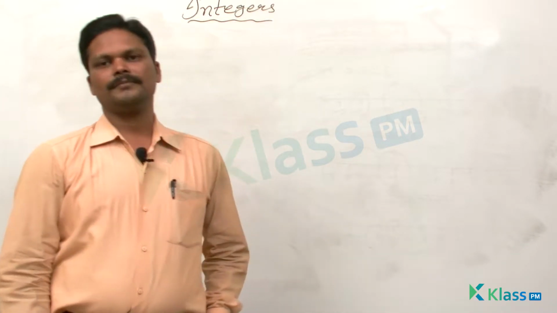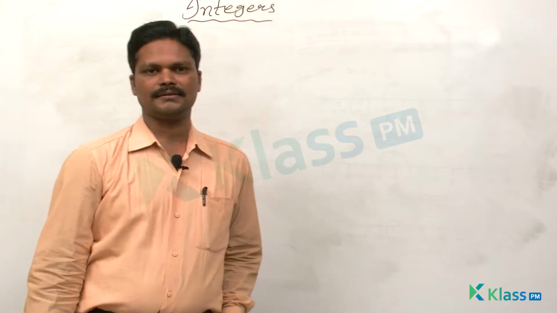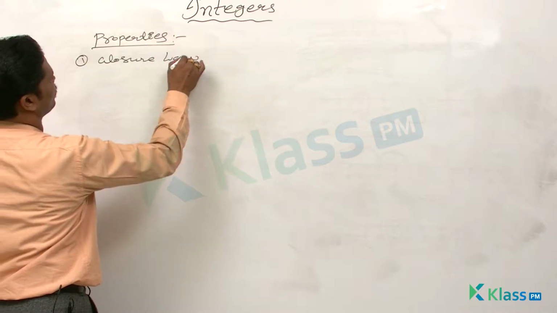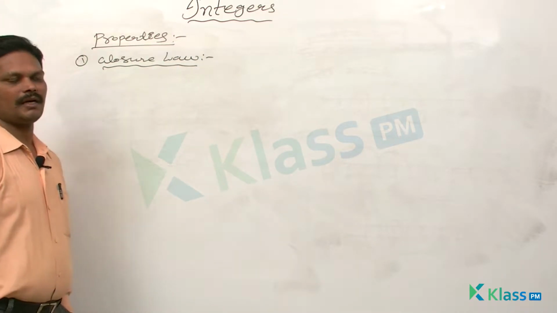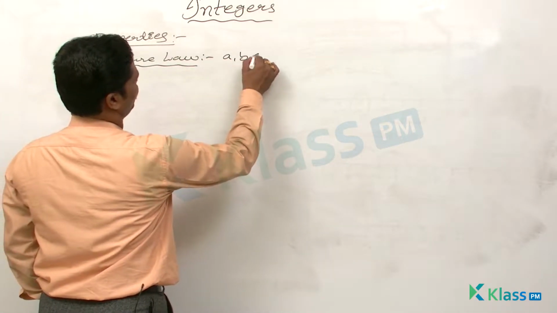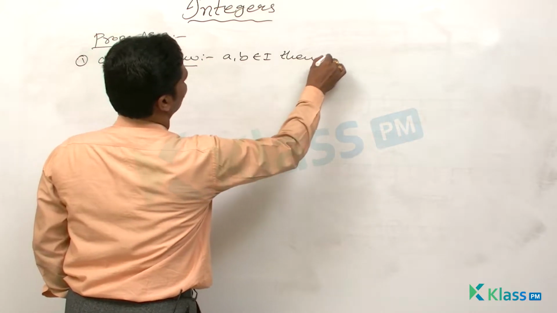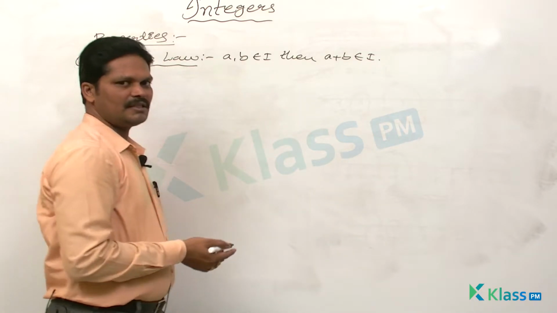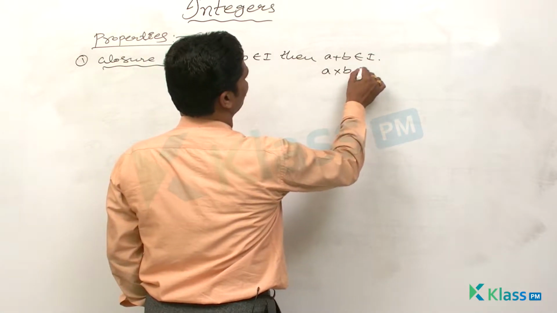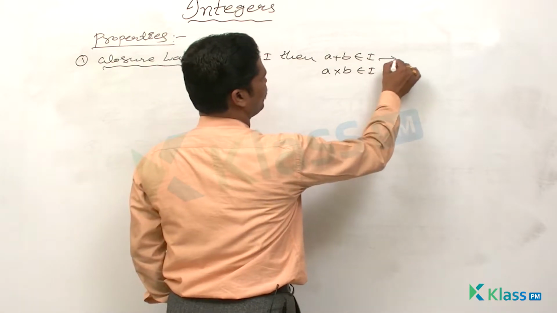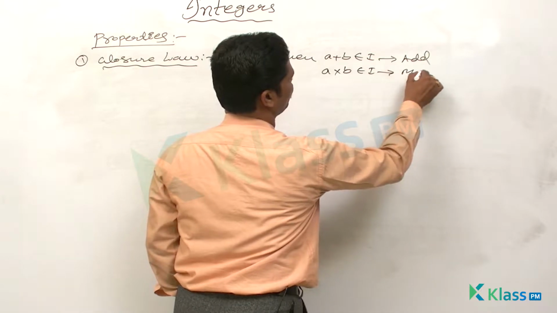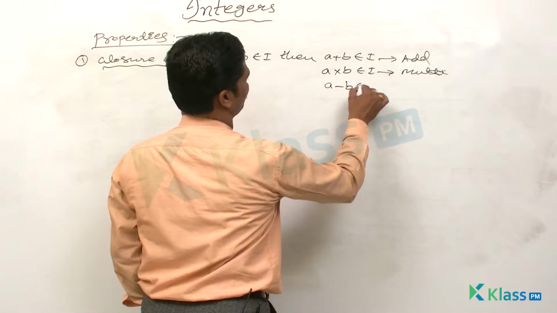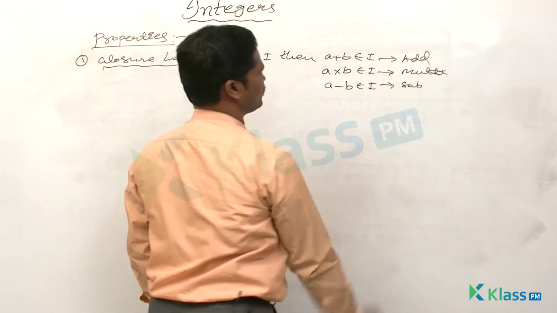Next topic: some important properties we are applying on the integers. Properties. So the first one is the closure property or law. Both are the same, property and law. Closure law. So here we are taking a, b, any two integers, then a plus b is also an integer. If a, b are any integers and we apply a into b, it is also an integer. This is for addition, this is for multiplication, and we are taking a minus b for subtraction.